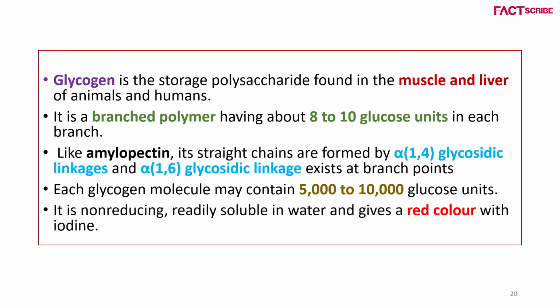Glycogen is the storage polysaccharide found in the muscles and liver of animals and humans. The carbohydrate we consume is digested and the excess is stored as glycogen in muscles and liver. It is a branched polymer with 8 to 10 glucose units in each branch. Like amylopectin, the straight chains are formed by alpha 1,4-glycosidic linkage and alpha 1,6-glycosidic linkage exists at the branch points. About 5,000 to 10,000 glucose units are present in glycogen. It is a kind of non-reducing sugar, easily soluble in water, which gives a red color with the iodine test.